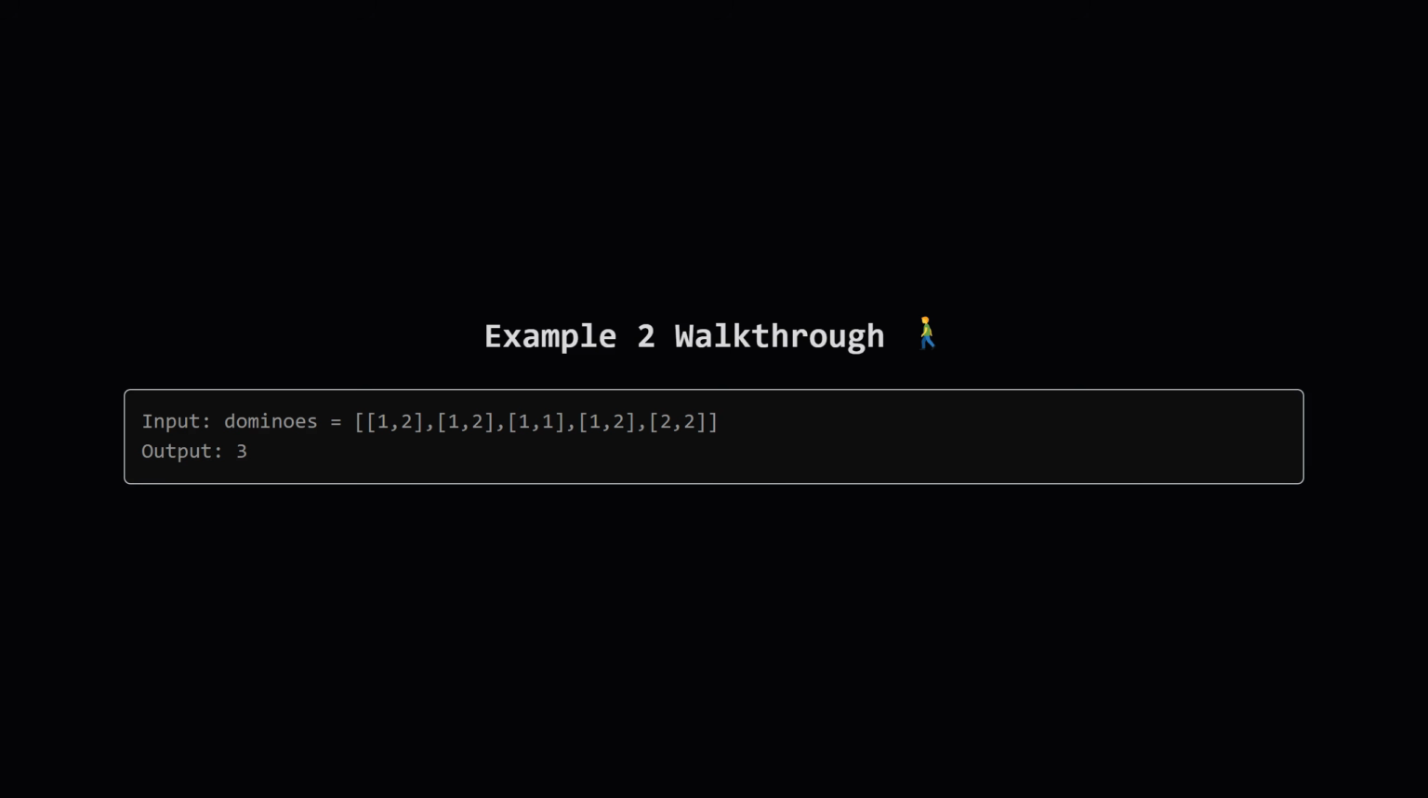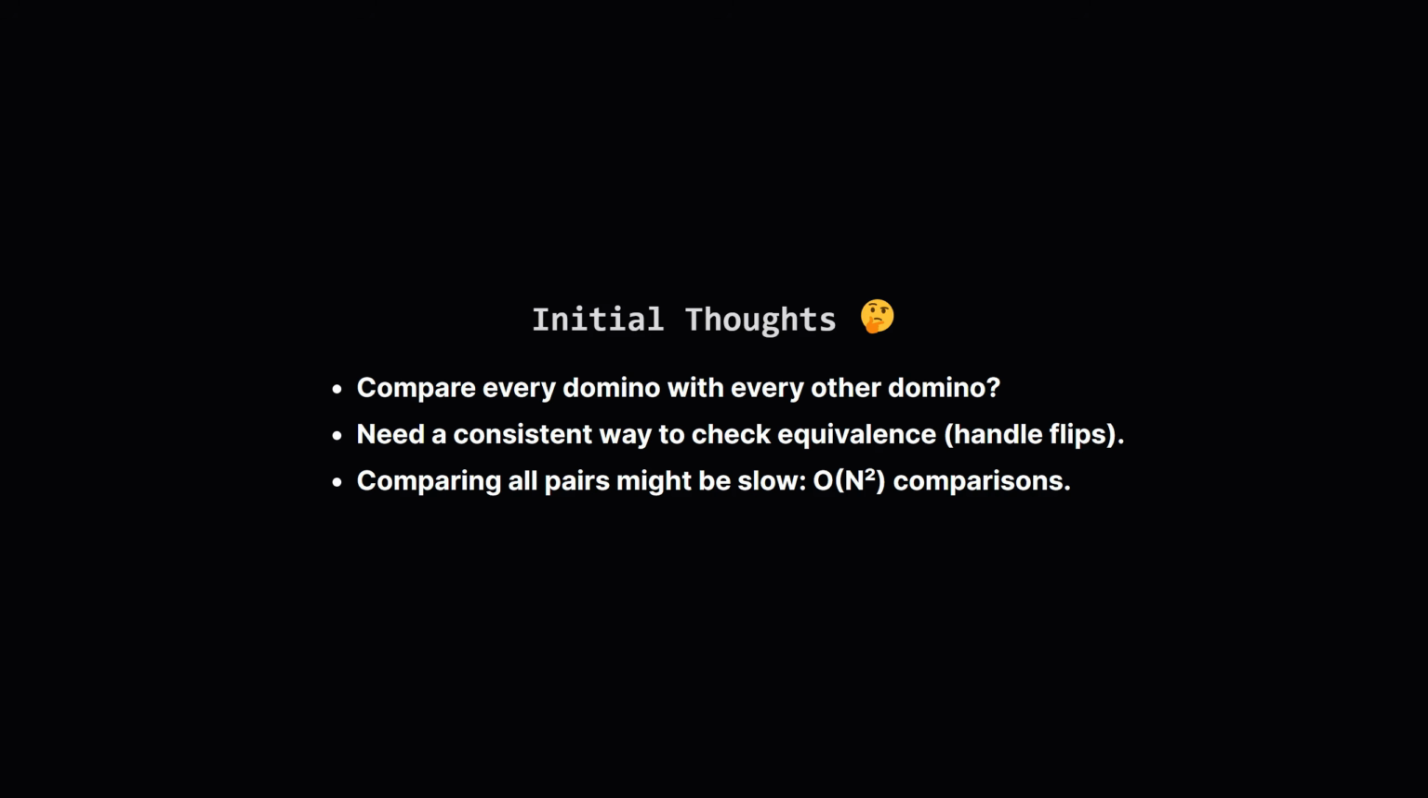Are there any others? We have 1, 1, no other. 1, 1, no other. And 2, 2, no other 2, 2s. So, in total, we found 3 pairs of equivalent dominoes: index 0 and index 1, index 0 and index 3, and index 1 and index 3. The output is 3. So how might we approach this?